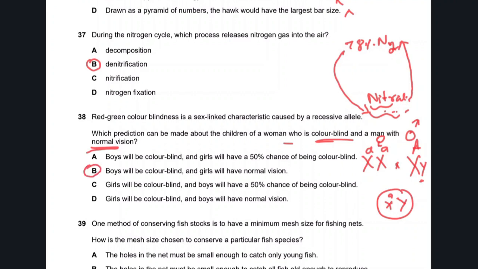Why will their daughter be normal? Because the normal daughter carries one X small a from the mother and then X capital A from the father. She will be a carrier but normal, not colorblind.